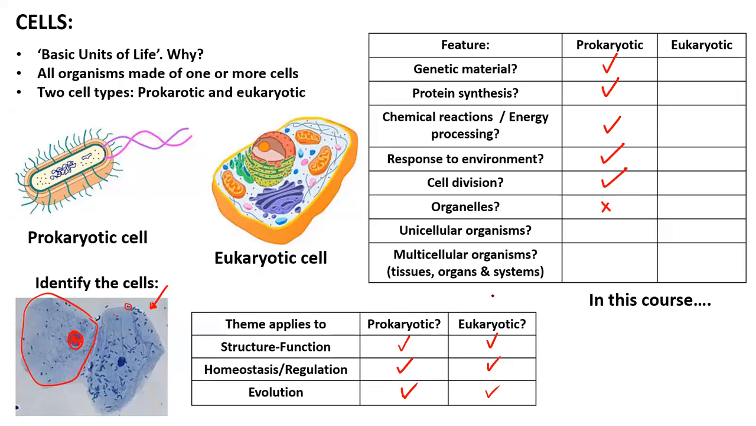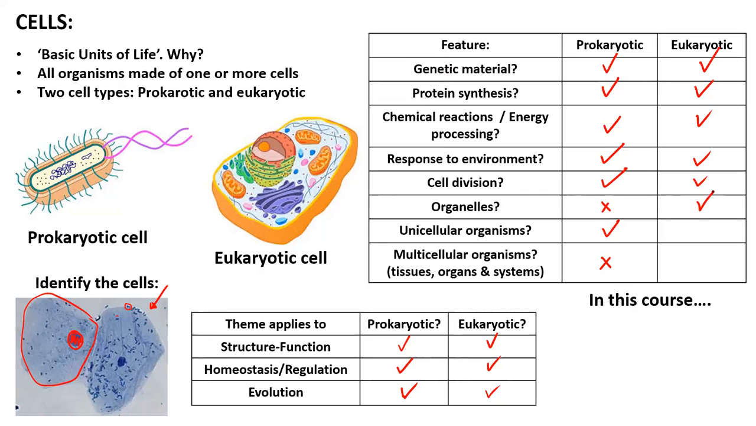Okay. Unicellular organisms? Yes. And multicellular organisms? No. Okay, so we see prokaryotes have all those features, but they're missing a few. Eukaryotes, genetic material, yes. Protein synthesis, yes. So here people answered with higher percentages.